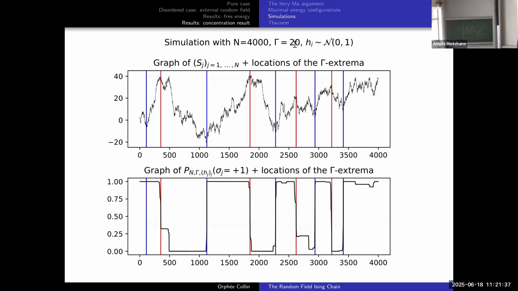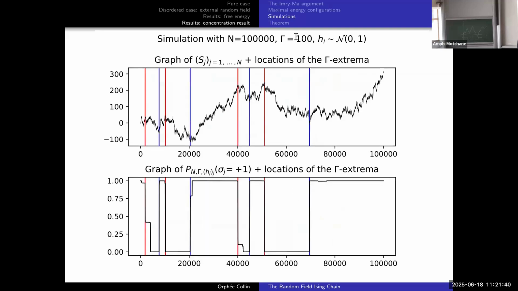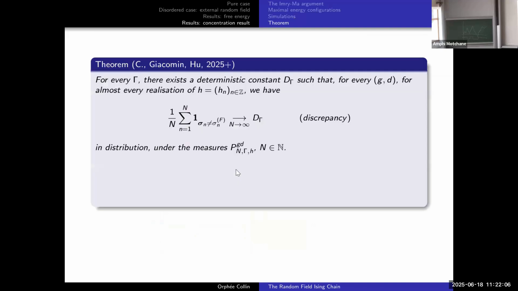And I can now show you an example with gamma larger, gamma equals 100. And you see that it's even sharper. It's even closer to 1. Also with some flaws remaining, but there are fewer of them. I'm going to explain in a moment how we can compute this probability. But first, let's give the theorem.